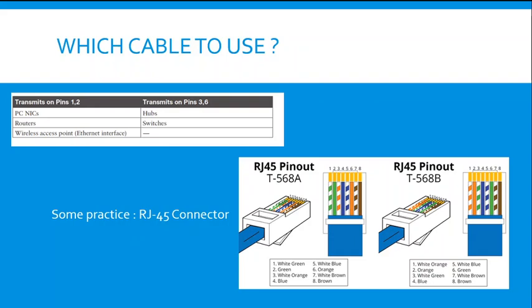As you can see from the illustration, what the pins are colored: 1 is white green, 2 is green, 3 is white orange, 4 is blue, 5 is white blue, 6 is orange, 7 is white brown, 8 is brown. That is the RJ45 pinout T568A. And we have T568B, for the pin codes: 1 is white orange, 2 is orange, 3 is white green, 4 is blue, 5 is white blue, 6 is green, 7 is white brown, and 8 is brown.